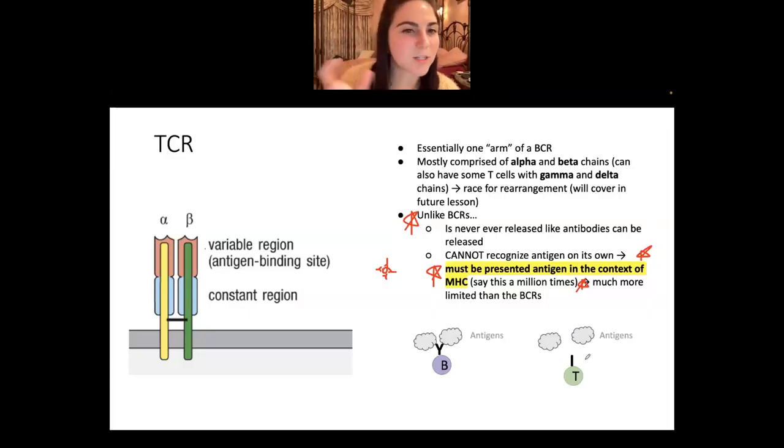We talked briefly about MHC class 2, right? After the cell digests the thing, it's going to load it onto an MHC, and we're going to talk about that, but that's kind of what I mean. It needs to be loaded onto something and presented to the T cell.